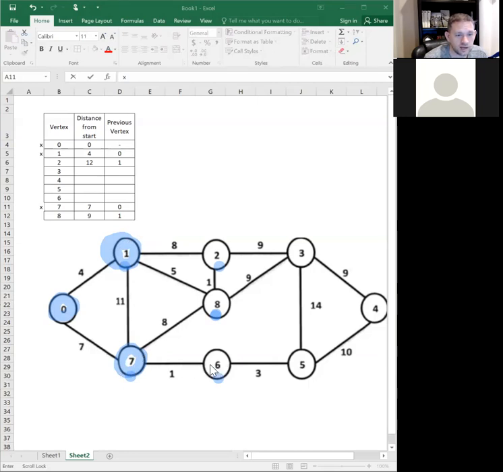So 6 has a distance. Currently I'm at a distance of 7. I would add a distance of 1 to get to 6. So 6 has a distance of 8. You get that there? There we go. 8. And the previous vertex from 6 would be 7.